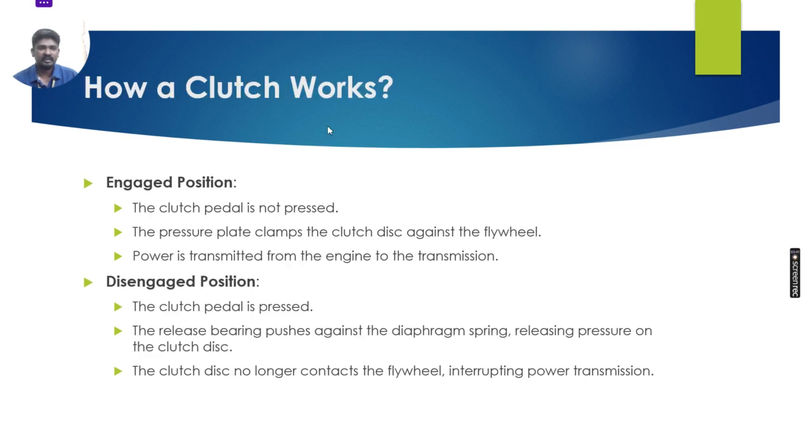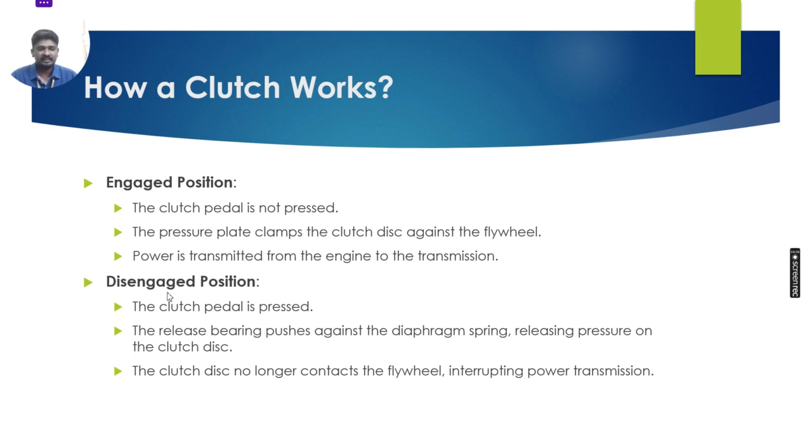Next, how a clutch works. This is a two position method. The first one is the engage position. The second one is the disengage position. In the engage position, the clutch pedal is not pressed. It is the initial position. The pressure plate clamps the clutch disc against the flywheel. So the power is transmitted from the engine to the transmission system.